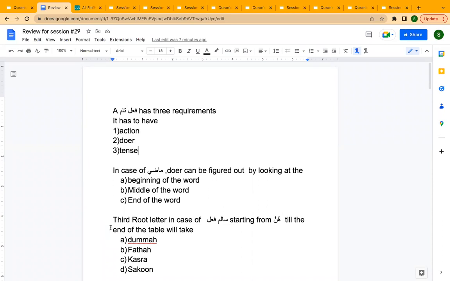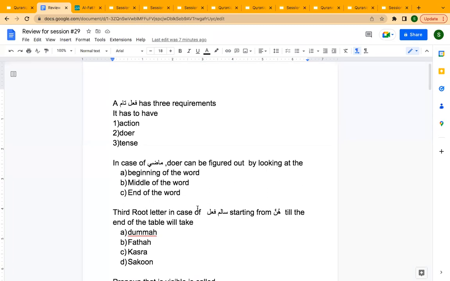So in case of past tense that we started last week, the doer can be figured out by looking at the beginning of the word, middle of the word, or end of the word. What do you think? Very well done. It is going to be figured out by looking at the end of the word. Barakallahu feekum. Now when I say baraka, baraka is also a past tense. Barakallahu feekum, as if Allah has already given you baraka.